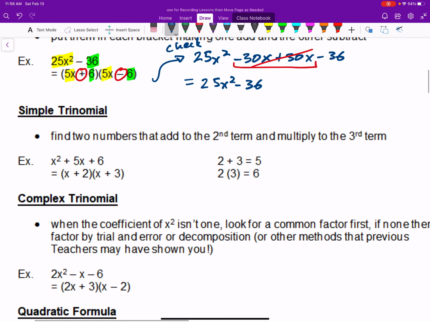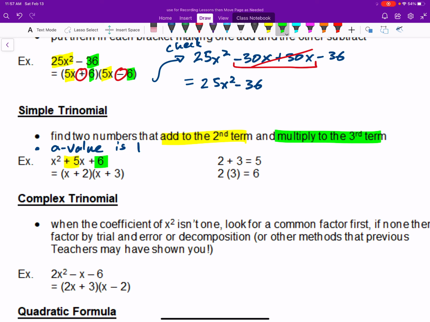A simple trinomial is one where you find two numbers that multiply to give the last term and add to give the middle term. These are ones that have an a value of 1, or no a value. You recognize it because the a value is 1, which means you don't see it there. So there's assumed to be a 1 there, right? So if there's nothing in front of the x squared, it's a simple trinomial. You want to add to give the second term, and you want to multiply to give the third term.